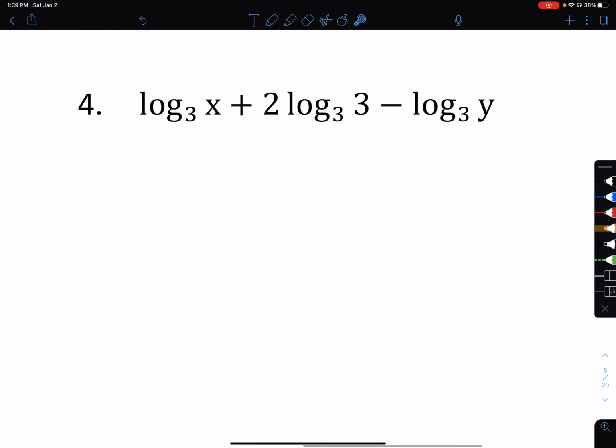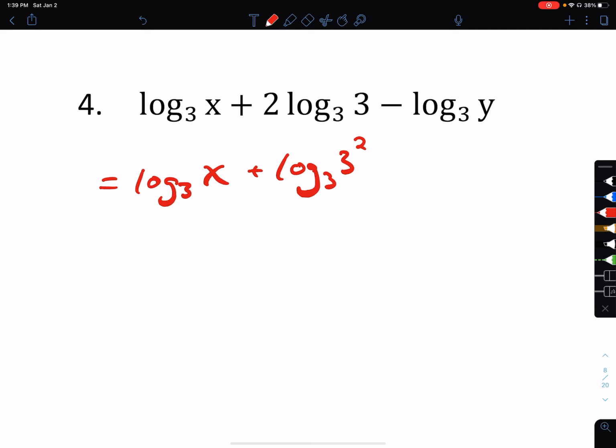Number 4, can't use the product or quotient properties if we have a coefficient. So this 2 we're going to write as an exponent for the 3. So it's going to be log base 3 of x plus log base 3 of 3 squared minus log base 3 of y. Now I could interject something else here, and I could have done it before I actually did that. I would have been looking more closely at it. This here is just 2.